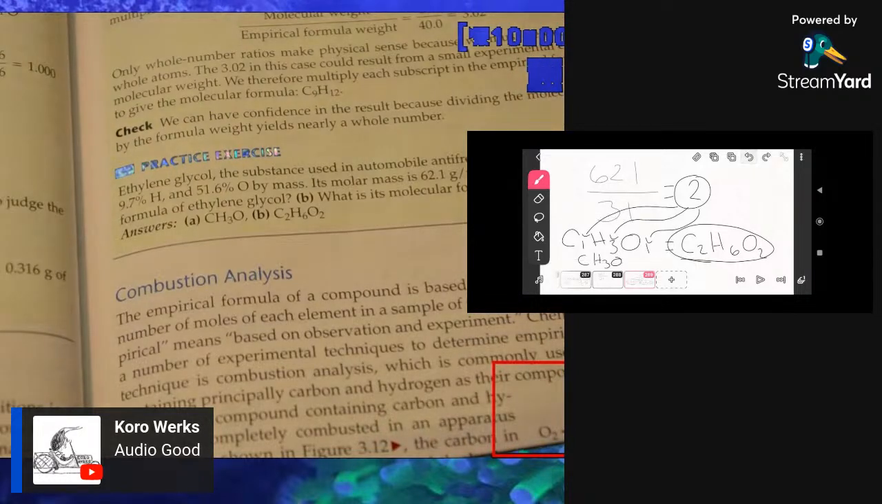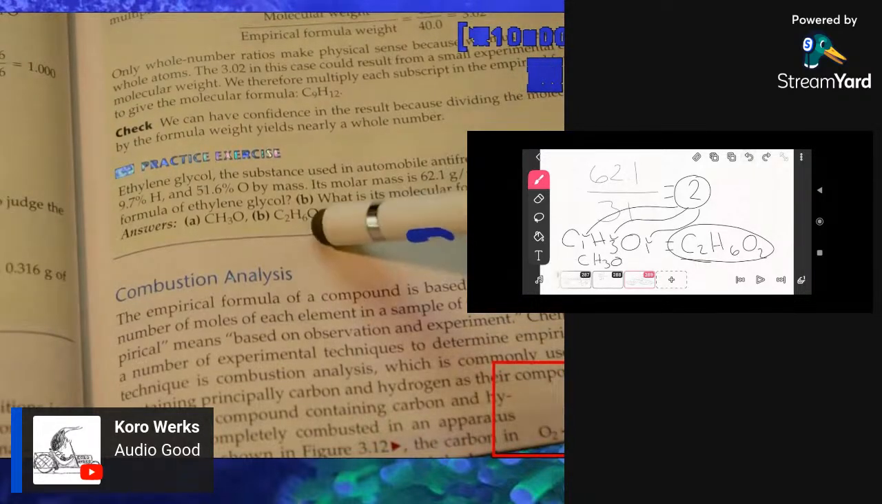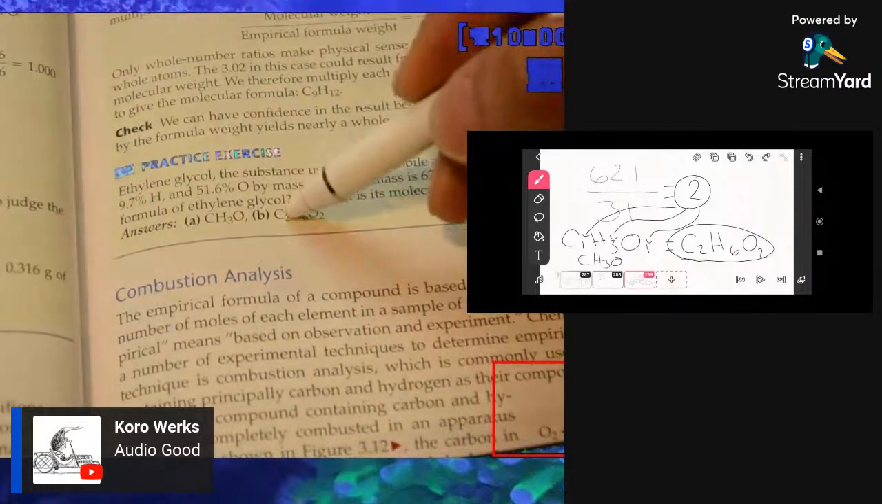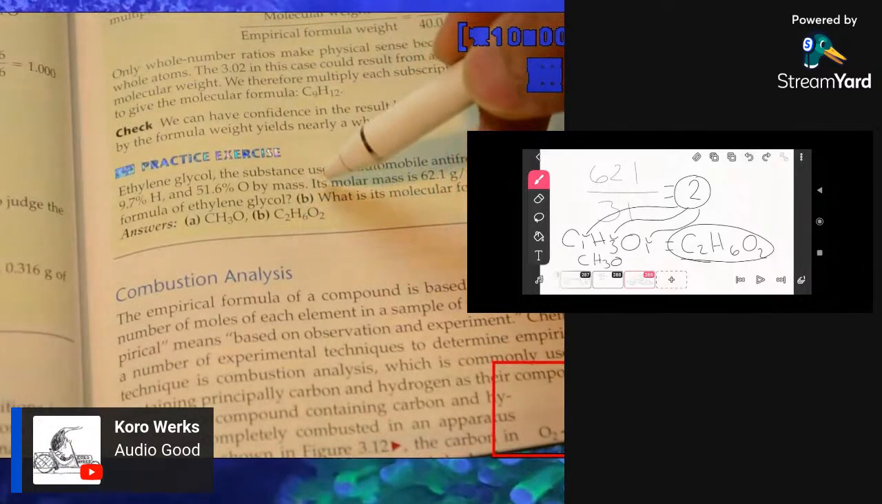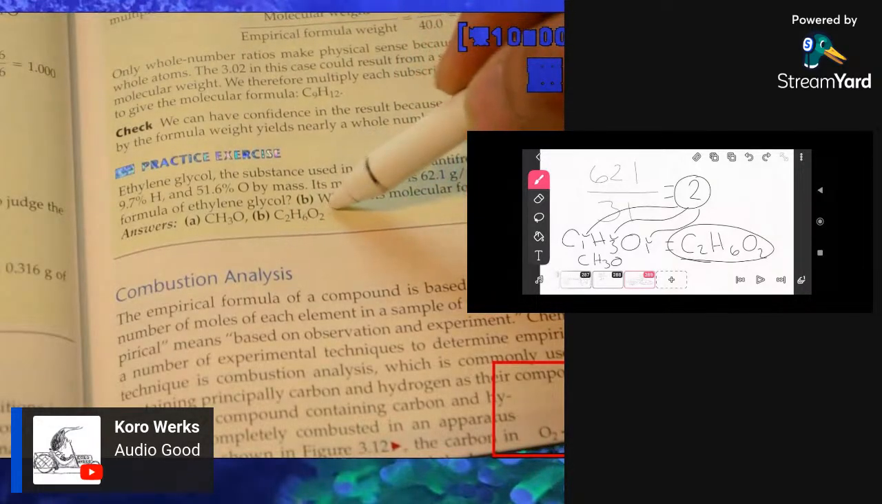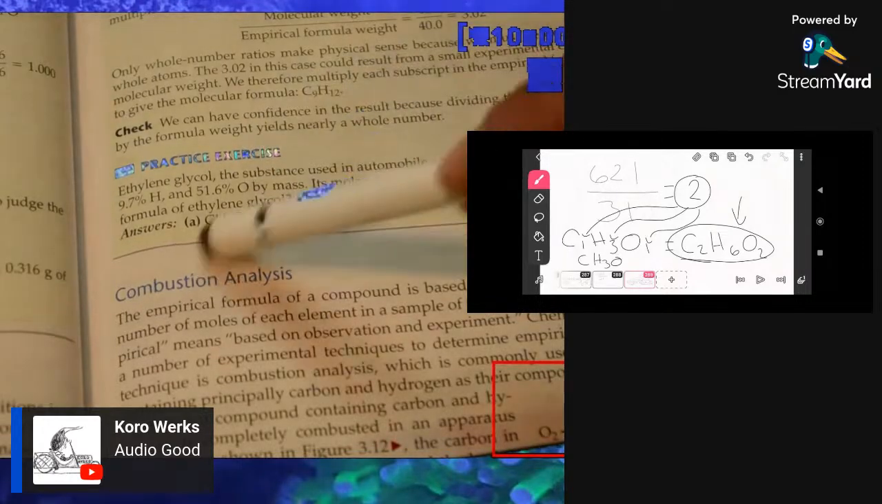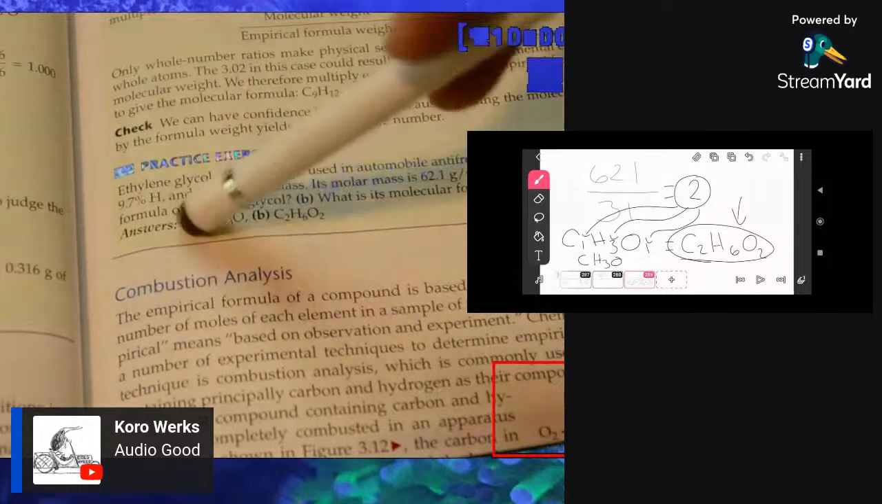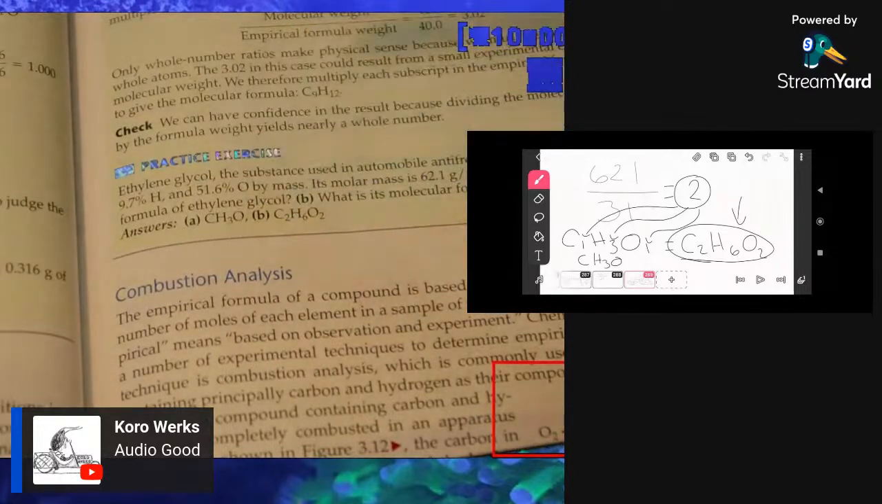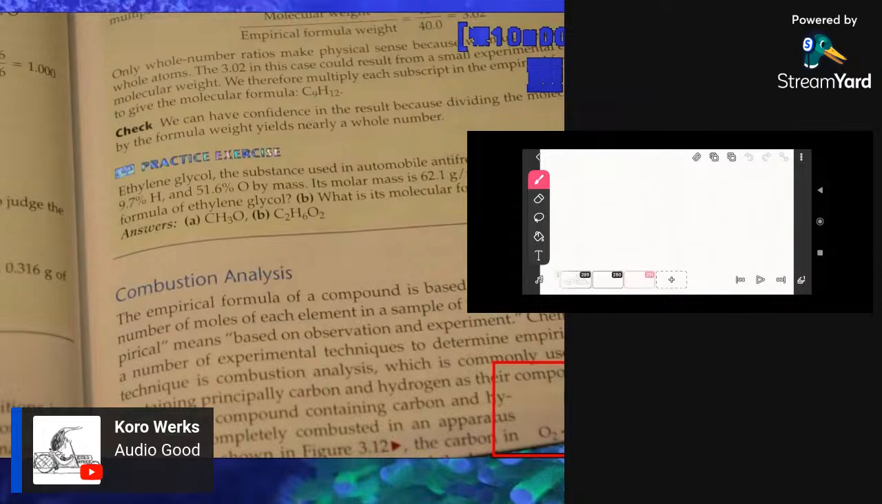And then on part B of the problem, it's C2H6O2, which is the same thing that we got right here. See that? So it looks like our answer is right. And that's how you solve this problem when you don't have anything other than just the answer at the end. We solved that. So next problem, let's keep going.